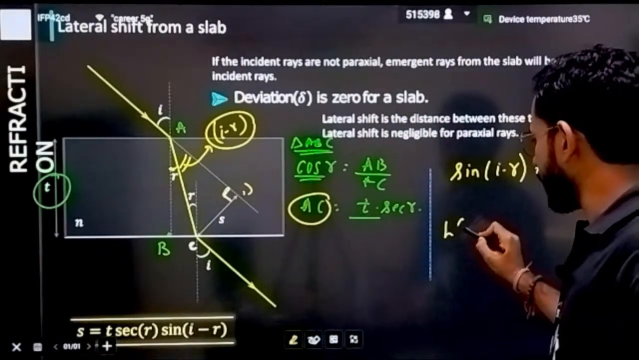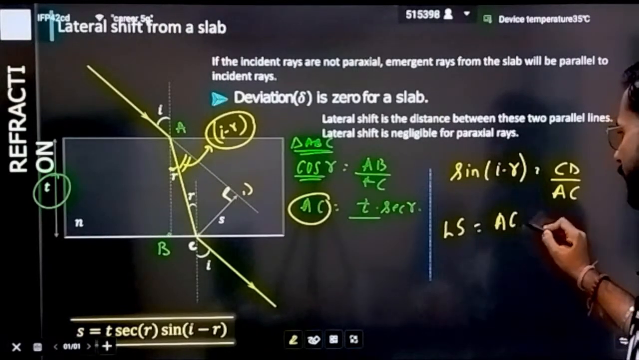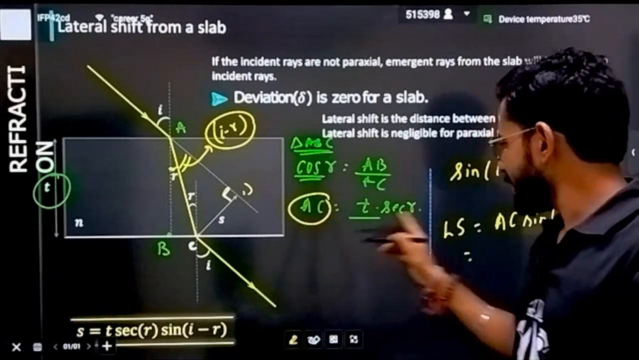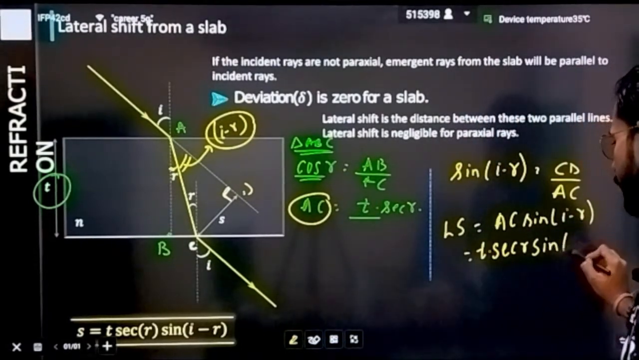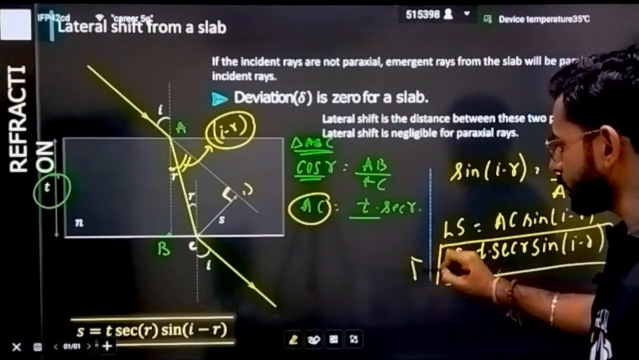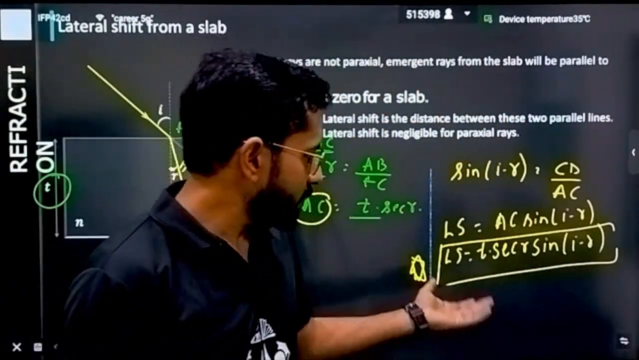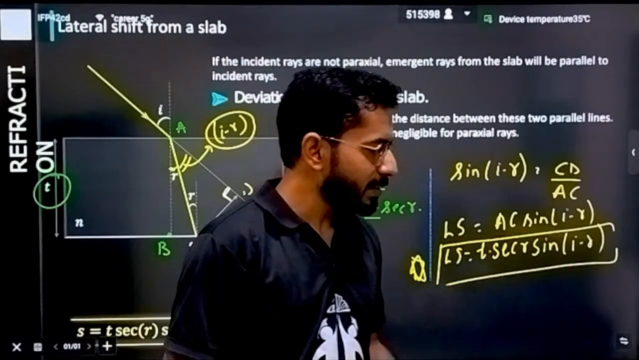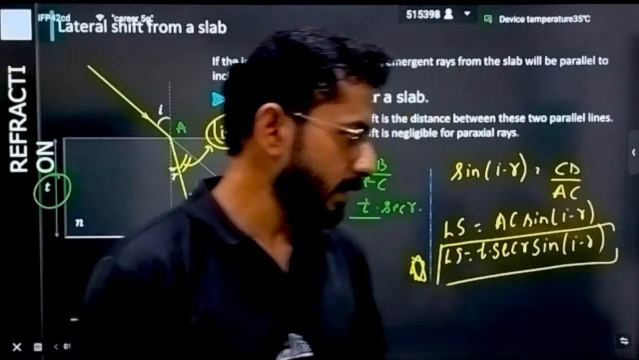That is our lateral shift, which I am representing as LS. It is equal to AC multiplied by sine of I minus R. What is AC? You have just calculated it: T sec of R. So lateral shift equals T sec of R into sine of I minus R. Not a very standard result, but this is the final result that you have to remember.